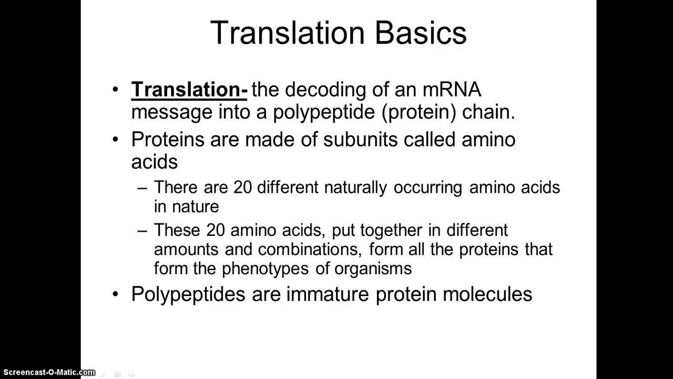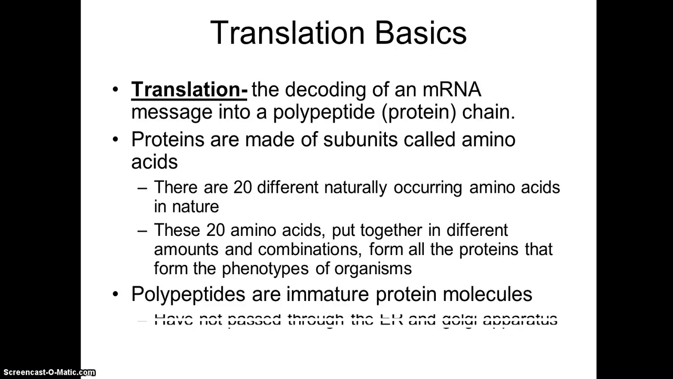Polypeptides are those immature protein molecules that have to go through the rough ER and the Golgi apparatus, and that's what we have here. So this is kind of like an overview of where we're going with this. We're going to decode that mature messenger RNA into an immature protein chain that is made of amino acids. And then it will go through the ER and the Golgi to become mature and do its job in the cell or in the organism's body.